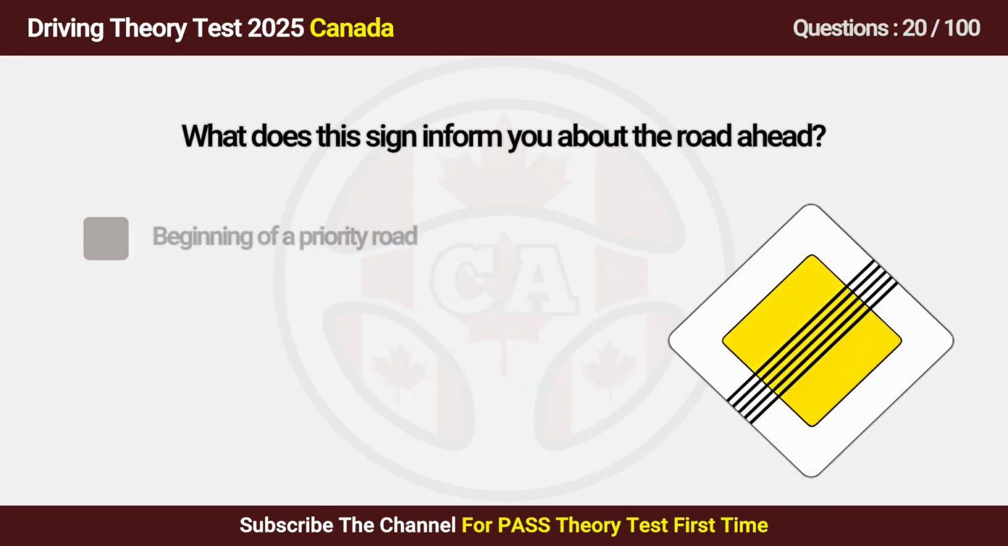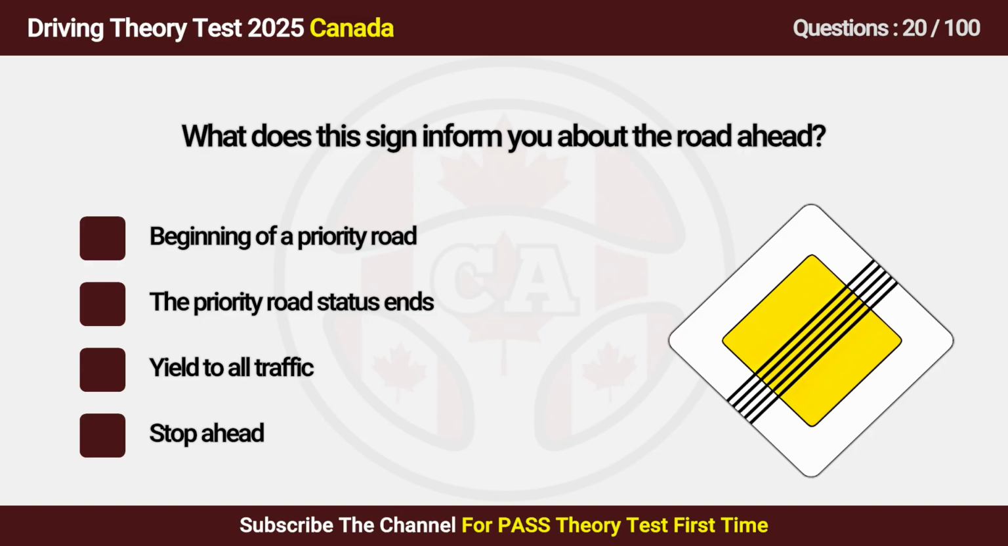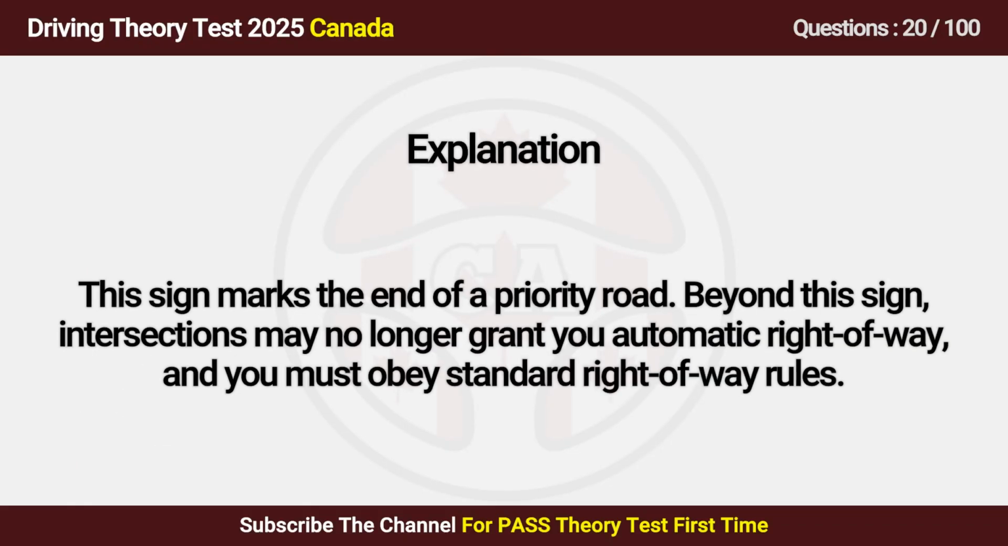Question 20. What does this sign inform you about the road ahead? A. Beginning of a priority road. B. The priority road status ends. C. Yield to all traffic. D. Stop ahead. Answer is B. The priority road status ends. This sign marks the end of a priority road. Beyond this sign, intersections may no longer grant you automatic priority, and you must obey standard rules.